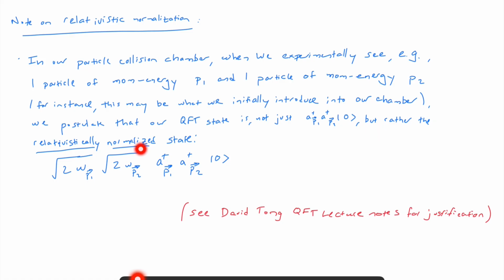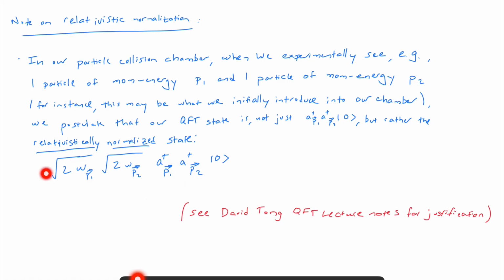We have to use a relativistically normalized state every time we do this. So what we introduce in the lab as our 2-particle state of momentum p1, p2, we still use the same situation. We a-dagger it on the vacuum state, but then we just use this constant factor that we pre-multiply it by. This is the prefactor, the square root of 2 omega p1, square root of 2 omega p2. Omega p1 is the energy of the particle that has spatial momentum p1, and omega p2 is the energy of the particle that has spatial momentum p2.